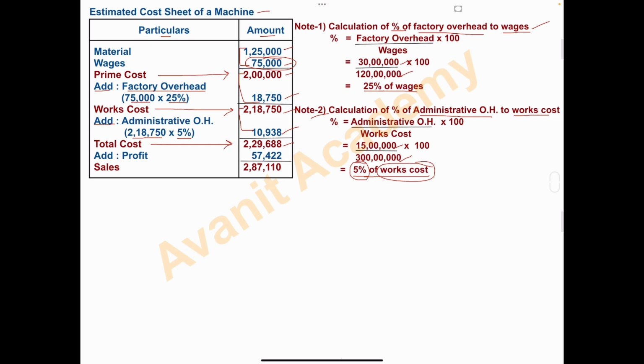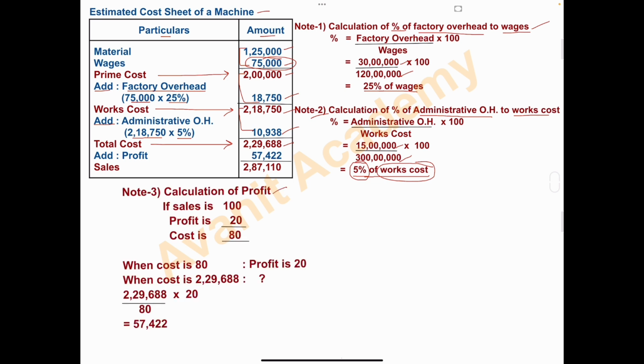Add profit and sales. So profit will be 20% on selling cost. So we'll prepare note number 3 for calculation of profit. If sales is 100, and it says 20%, percent means out of 100. So if sales is 100, profit is 20. If the problem mentions 20%, so we'll take here 20. So from 100 minus 20, you will get 80. That is called cost. So cost is 80, profit is 20, and sales is 100.